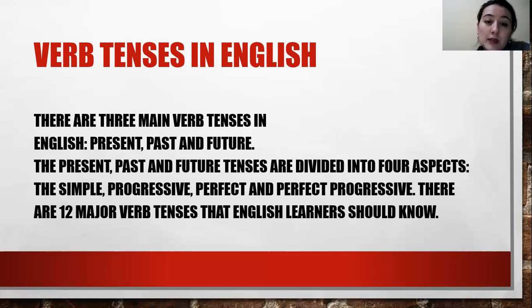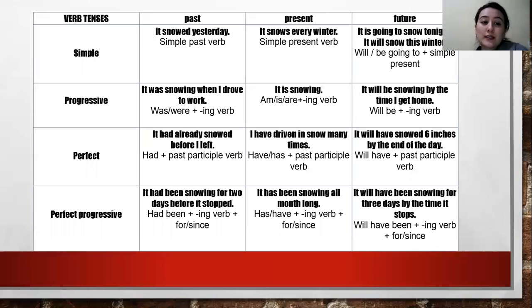Yes, so present, past, and future tenses are divided into four aspects. The first is simple, then progressive, perfect, and perfect progressive. So there are in general 12 major verb tenses in the English language. This means that three multiplied by four: three main tenses and four aspects. In general, there will be 12 verb tenses in the English language. So let's see the table.